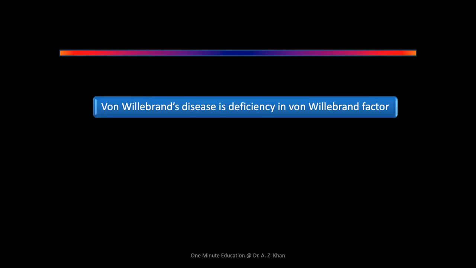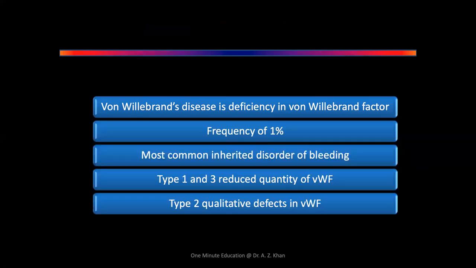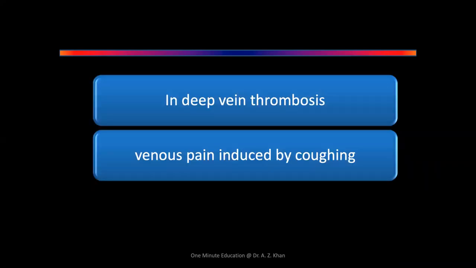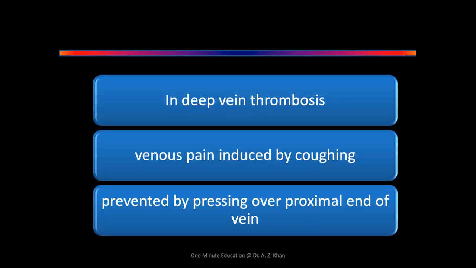What am I describing? Again, we have done this. So it's von Willebrand's disease. Forget that, sorry. What is this sign? We have seen a lot of other signs. We saw Moses sign, we saw Hohmann's sign. What is this sign? When they cough, they get a pain in the leg.